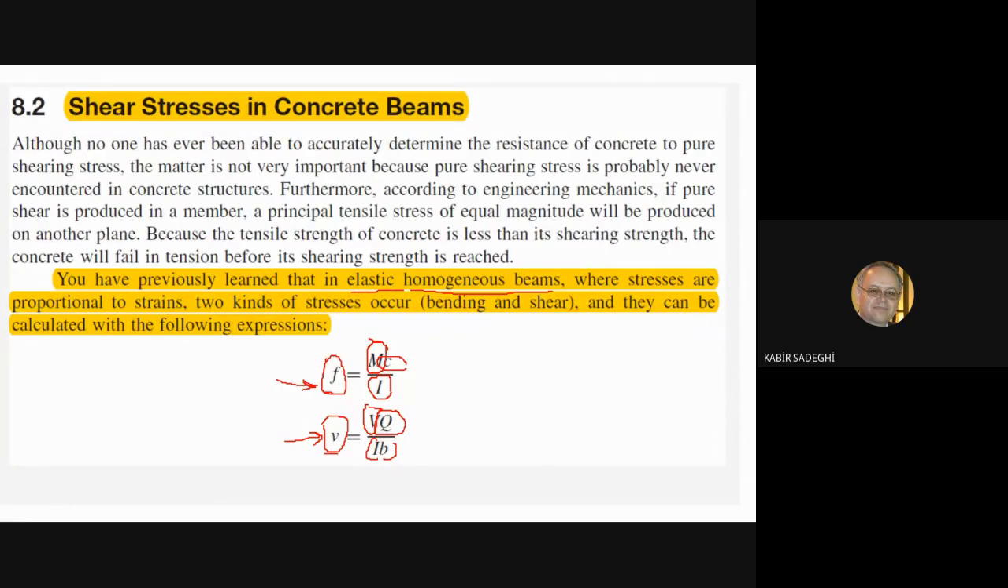Why? We had just one material. When we talk about this formula in the strength of material, we had just one material and the section was homogeneous. But here we have a combined or composite section, with reinforcement and also concrete. Therefore, it's a little different, but we follow the same formula.